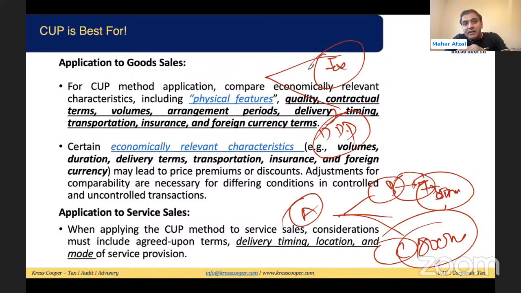CUP is the best suited for the delivery of goods, but it doesn't mean that you cannot apply this method for the provision of services. If you are giving services, you can apply the CUP. In that case, we need to consider delivery, timing, location, and mode of provision of services. All these factors need to be considered to assess whether we are under similar circumstances or not.